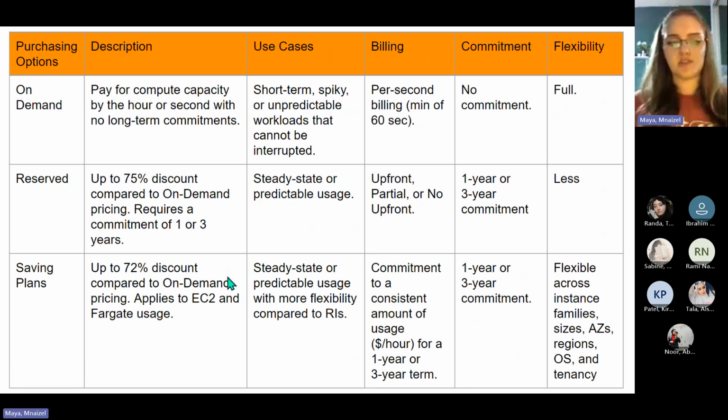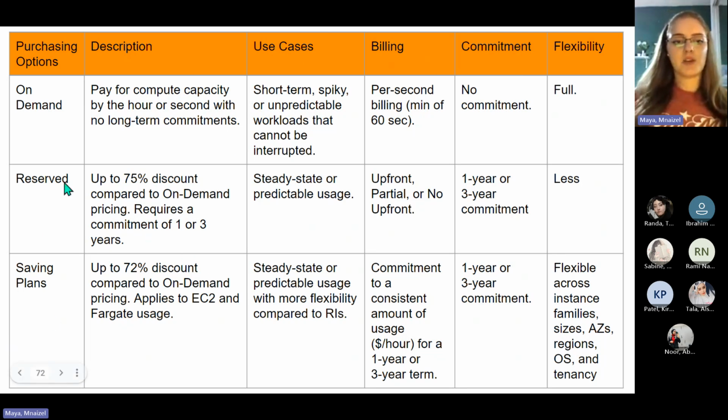Okay. So reserved is literally reserved instances: you reserve your own instance and it can give you up to 75% discount. You have a commitment of 1 to 3 years, and you have less flexibility. It's for a steady state or predictable usage. So let's say we need at least three virtual machines running all the time, so we can get them reserved for a discount of 75%. You can pay either full upfront, partial upfront, or no upfront. So we have three ways of paying.